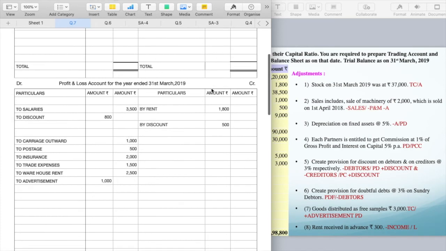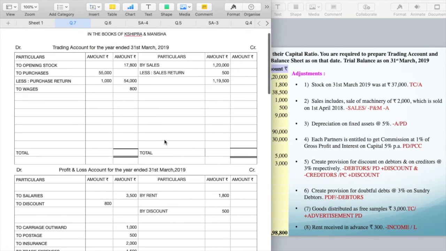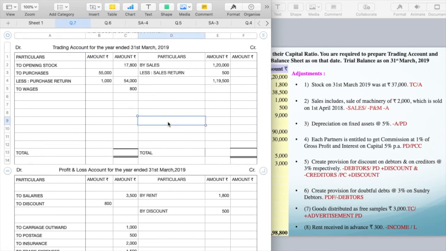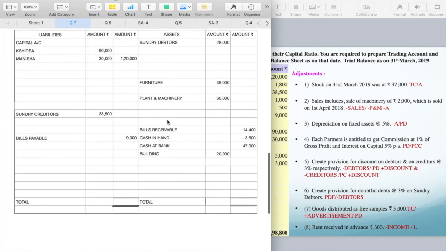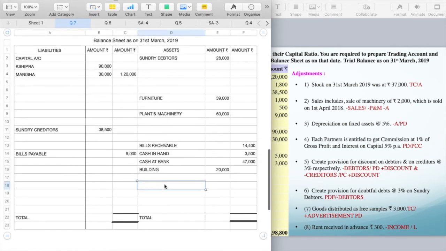Now the first adjustment is closing stock. So write in the fourth last line, 'By closing stock', trading account credit side, 37,000, outer column. The second effect of the same will go to assets. This adjustment we have done in all the questions, right? So here in the assets you write closing stock 37,000, outer column.